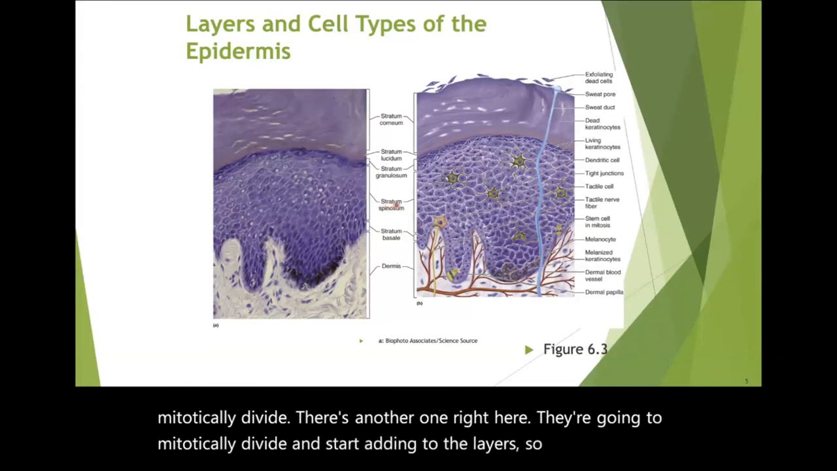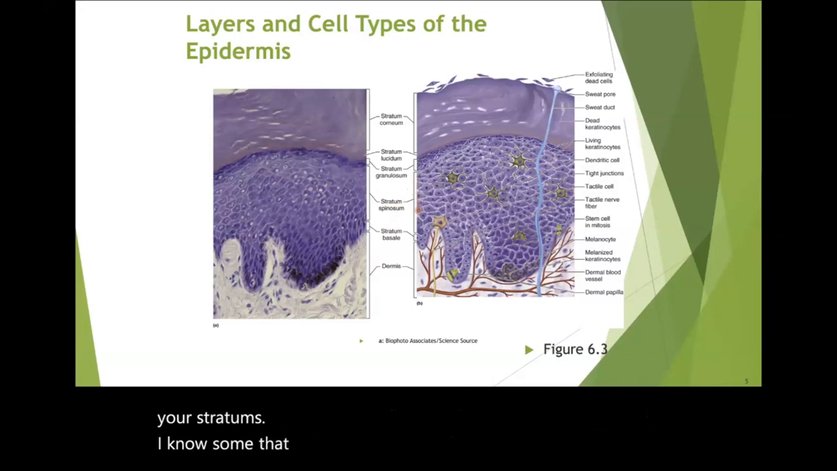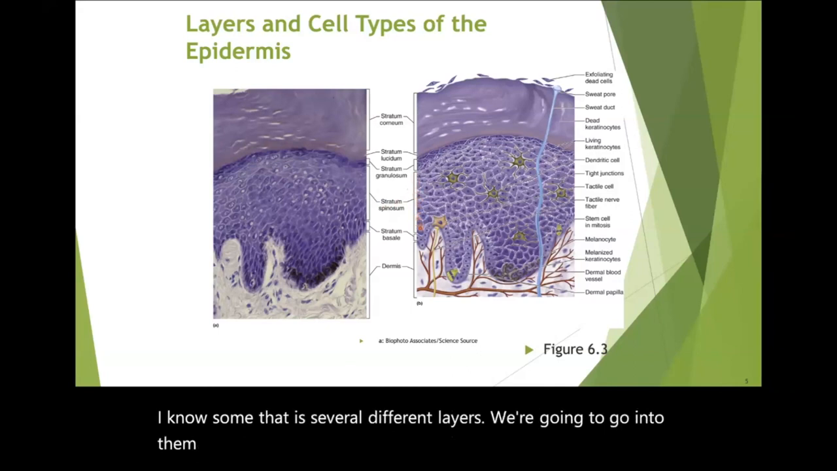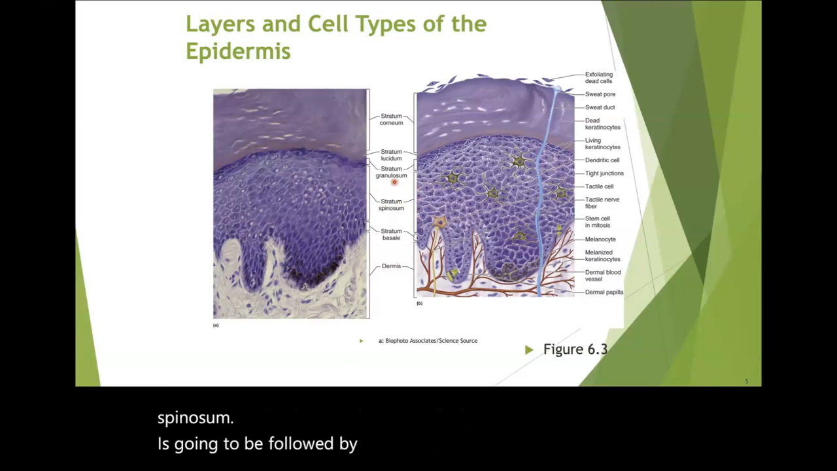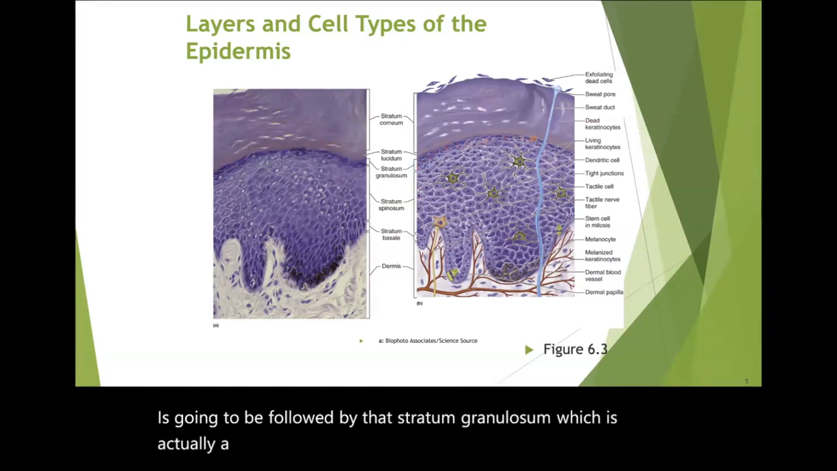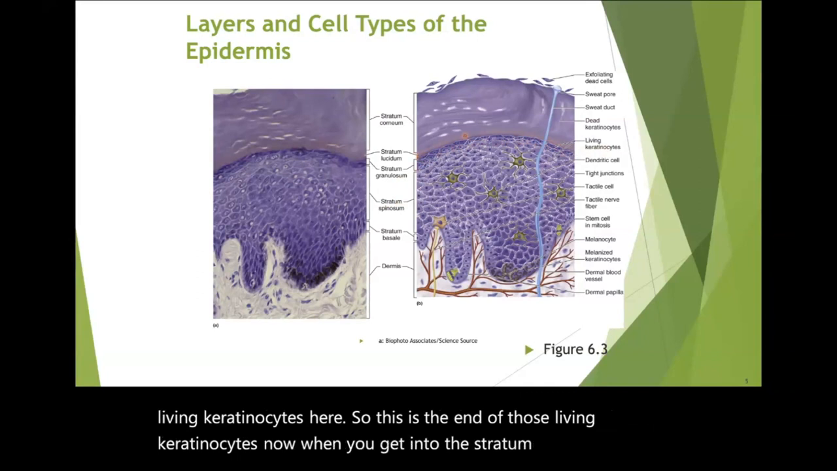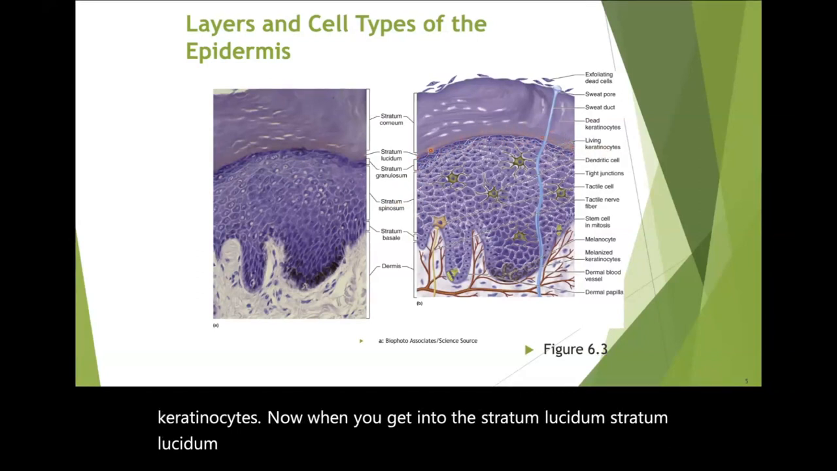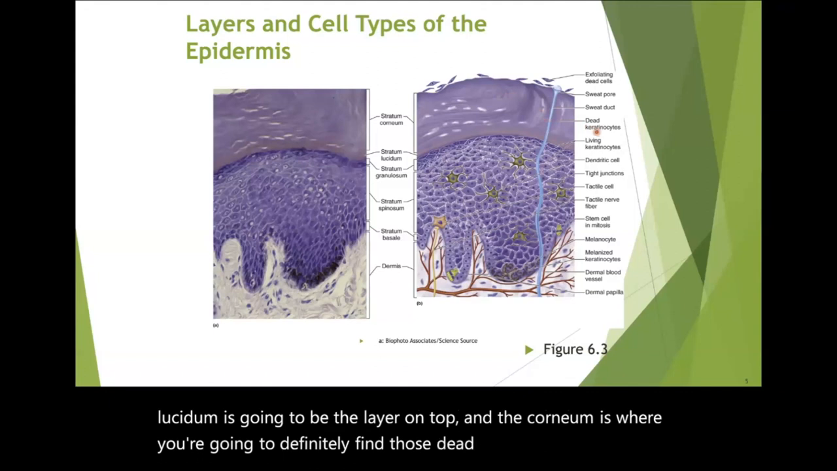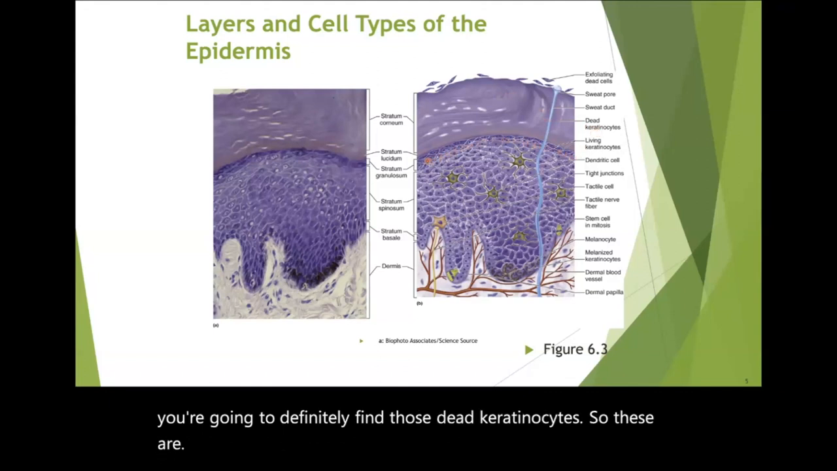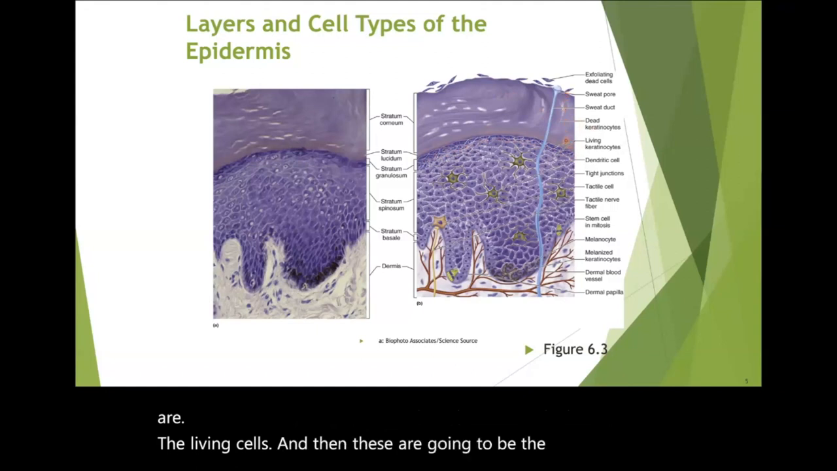So you have your stratum spinosum. That is several different layers. We're going to go into them individually on each of the PowerPoints. So the stratum spinosum is going to be followed by that stratum granulosum, which is actually a little bit of a thinner layer. You can see you have some living keratinocytes here. So this is the end of those living keratinocytes. Now, the stratum lucidum is going to be the layer on top, and the corneum is where you're going to definitely find those dead keratinocytes. So these are the living cells, and then these are going to be the dead cells, okay?